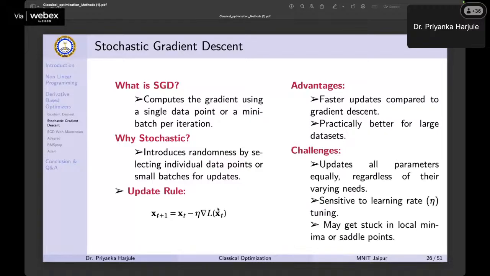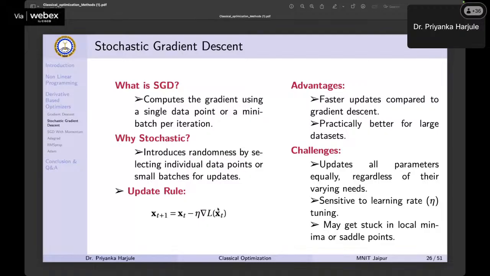But there are challenges in this also. This updates all parameters at once, regardless of their varying needs. That means if there are some features which do not require the same updates as the other ones, then there is a misrepresentation. Okay, so this is a challenge that is taken care of in the next optimizer.